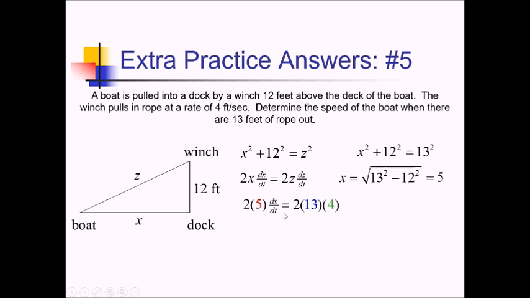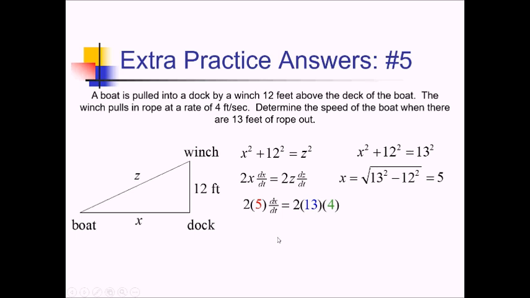And, I mean, technically, since this z side is getting shorter when I pull this rope in, I could write this as a negative. However, because we're also talking about the rate of change of this x value, which is also going to be decreasing, if I keep this positive, then my answer for x is going to be a positive, which is going to end up giving me the speed that I need for the answer for this problem.